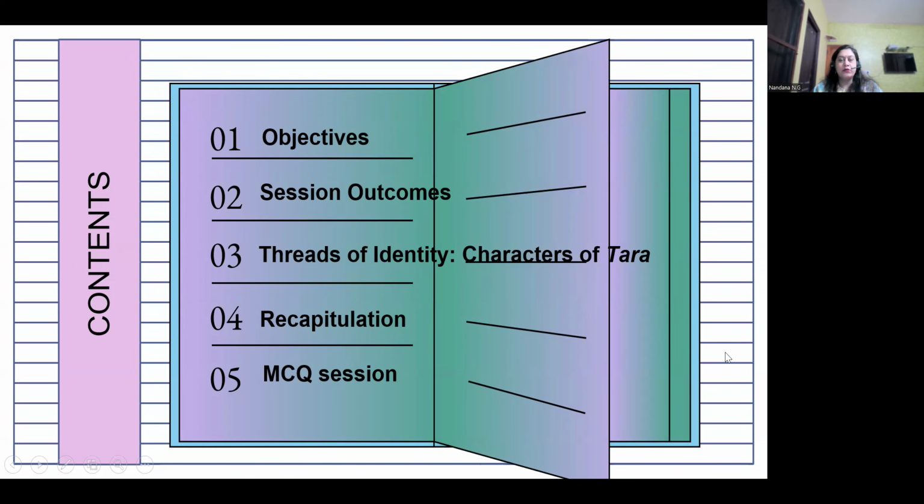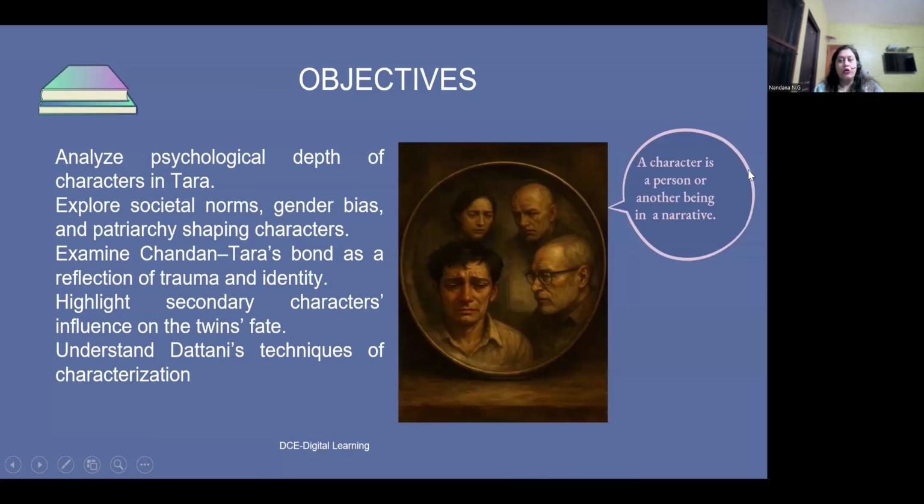The contents of this session: objectives, session outcomes, threads of identity, characters of Tara, recapitulation, followed by an MCQ session. The objectives of this session: to analyze the psychological depth of the characters in Tara, to explore societal norms, gender bias, and patriarchy shaping characters, to examine Chandan and Tara's bond as a reflection of trauma and identity, to highlight secondary characters' influence on the twins' fate, and to understand Dattani's techniques of characterization.